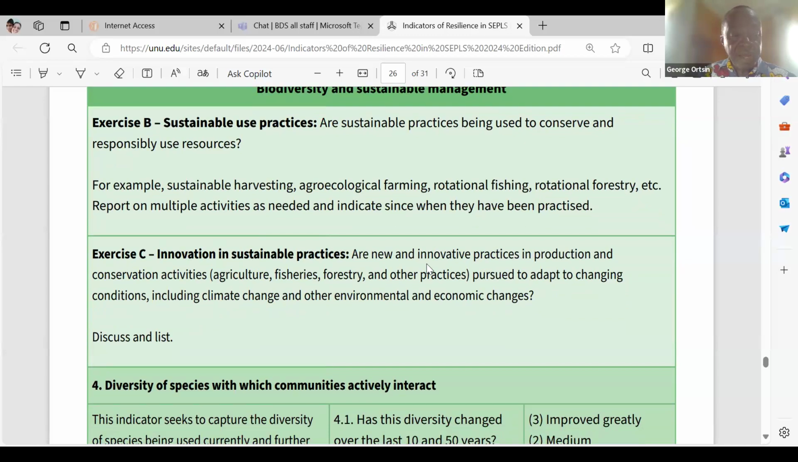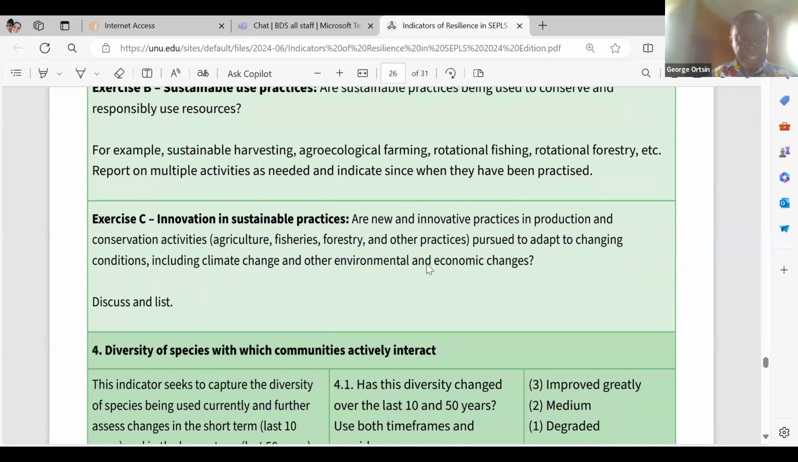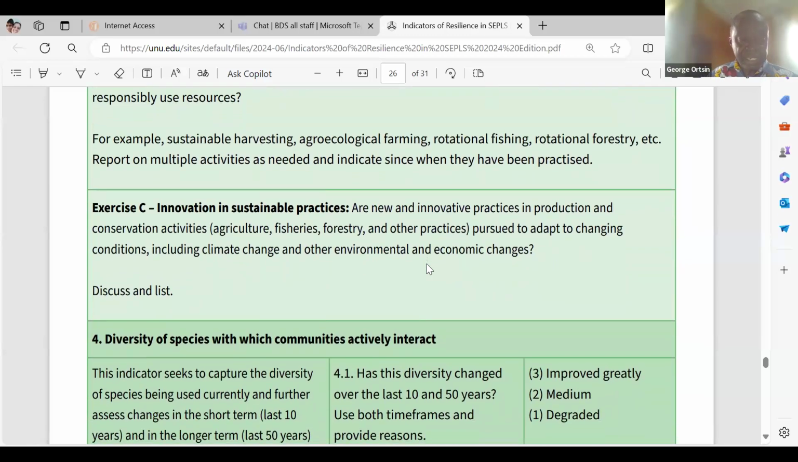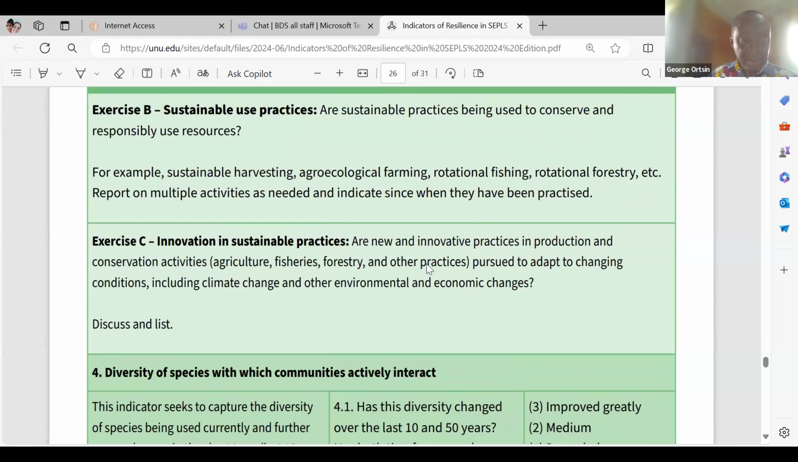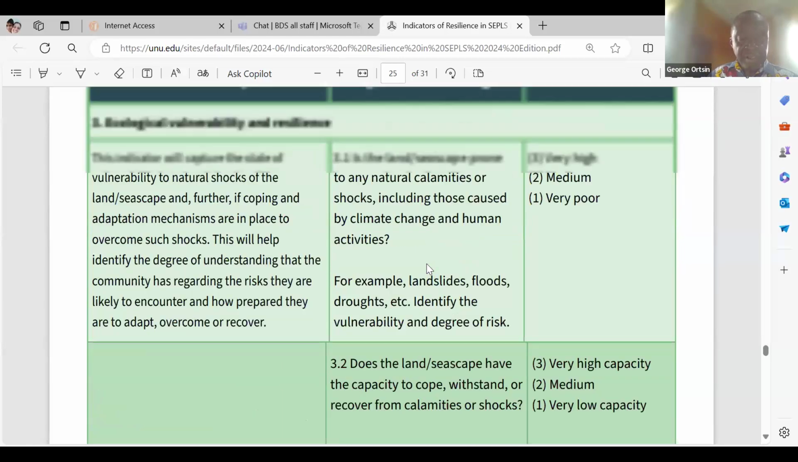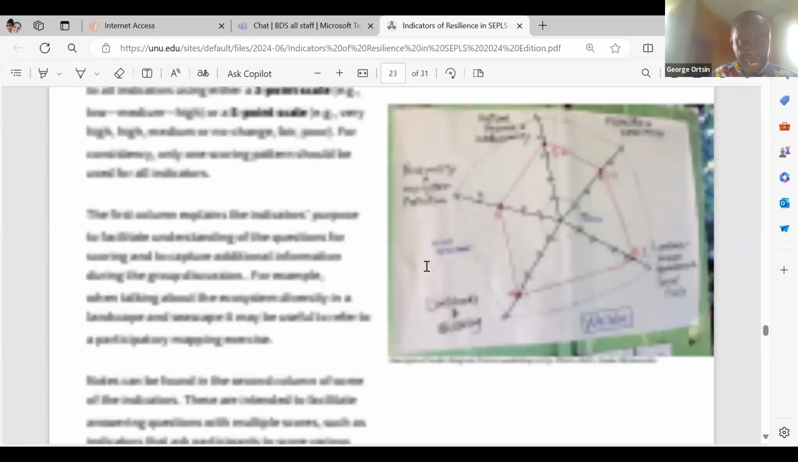So, colleagues, we have been asked to imagine a hypothetical landscape, and then we are being asked, are the resources being used sustainably?